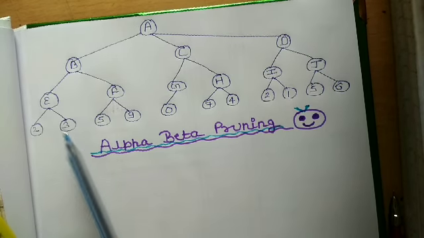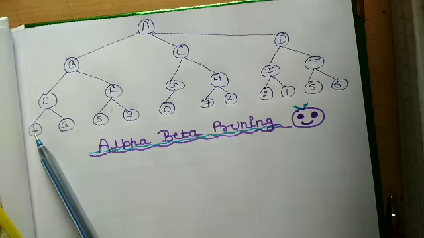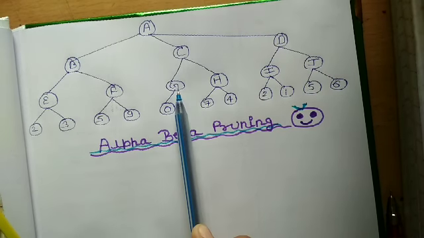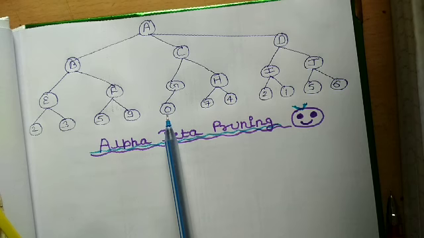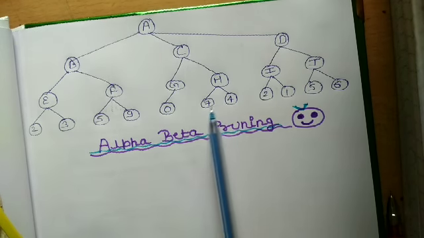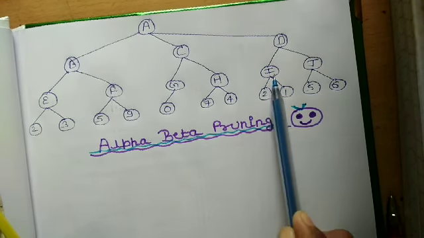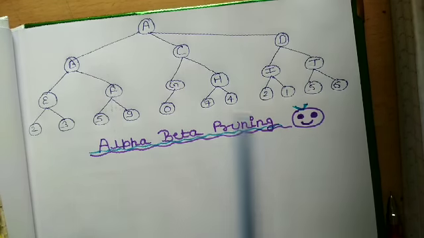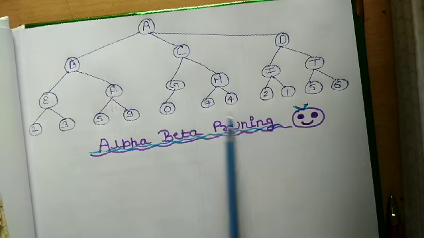These are the nodes. It has two children, 2, 3. It also has 2 children, 5, 9. It has only one child and its value is 0. It has 2 children, 7, 4. It has 2 children, 2, 1. It has 2 children, 5, 6. I hope you can see this all.